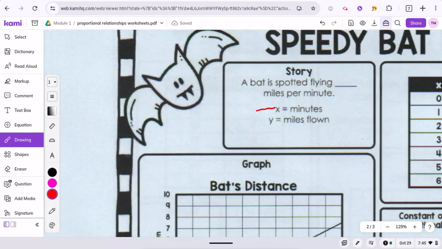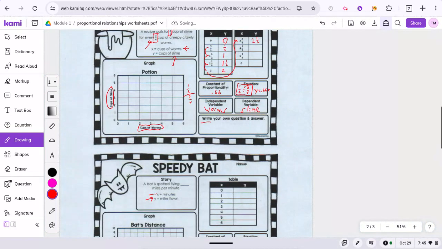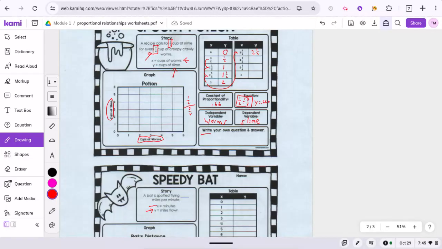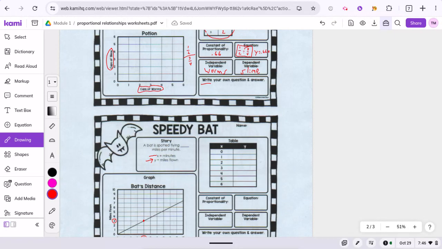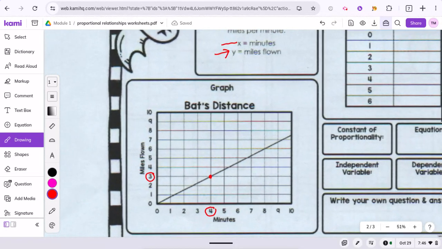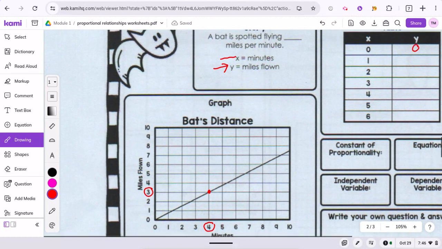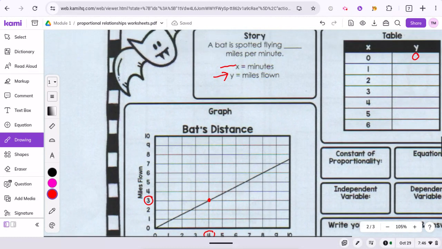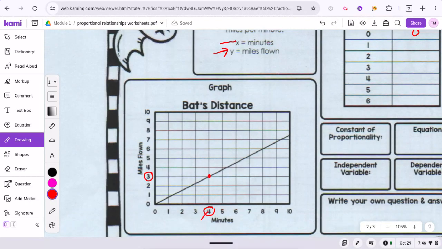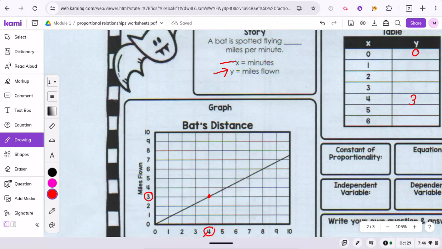So how many minutes to how many miles flown? So you'd keep going with the x over the y, just like they have here for these up on top. So you'd go about the same process. So you'd put y here, 0, 0, and then you would need to find the rate first. So I would start with this 4 here, and I'd put 3 here. So now the rate's going to be 0.75.